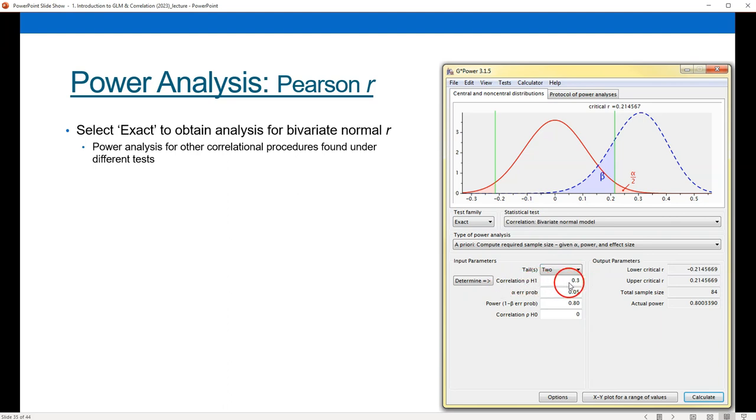We're wanting to see what sample size we need to have adequate power to detect a correlation of 0.3. Alpha is 0.05, power 0.8. For the null correlation, we're assuming the population null value is 0. Go through and hit calculate. This is saying that in order to have adequate power to detect a correlation of 0.3, we need about 85 people in a sample. So again, pretty quick and easy to run your power analysis in G*Power.